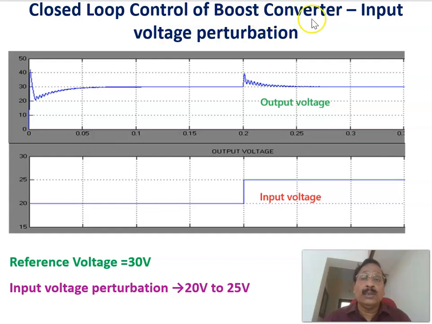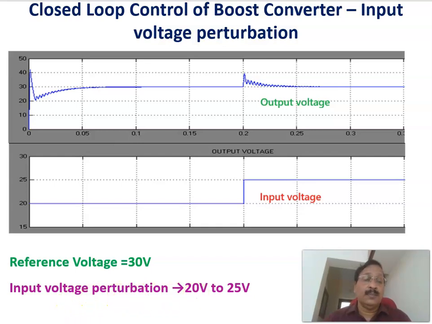Now continuing the closed loop control of the boost converter, an input voltage perturbation is done. The reference voltage is set as 30 volts and the input voltage is changing from 20 volts to 25 volts. Here you can see the input voltage up to this point is 20 volts, and then it changes to 25 volts. But the reference voltage is kept at 30 volts. At this moment a small spike comes, and after that it comes back to 30 volts, the reference voltage. Therefore, this is the output voltage when the input voltage is perturbed from 20 volts to 25 volts.